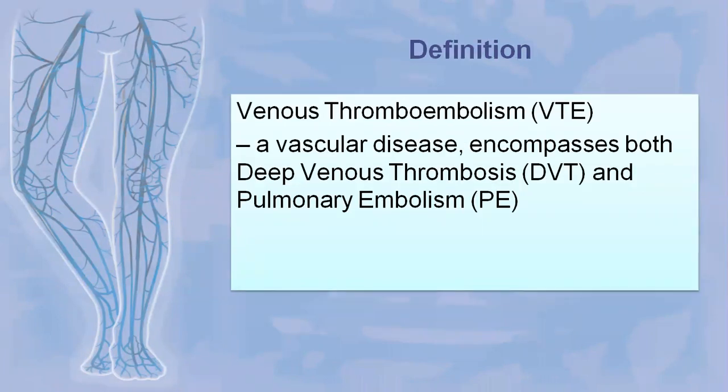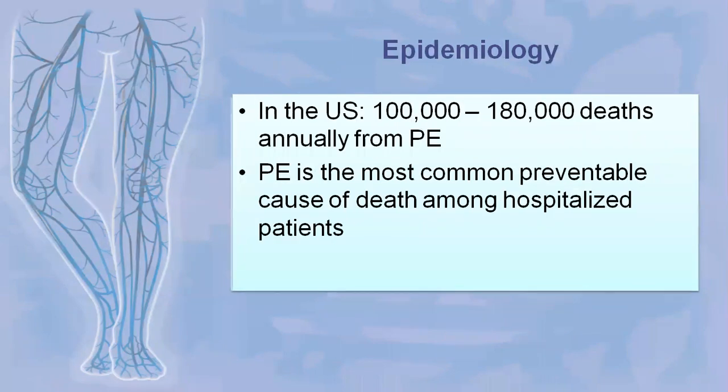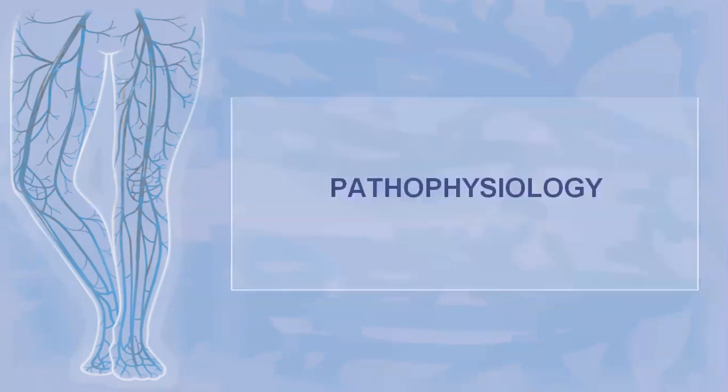Venous thromboembolism is defined as a vascular disease encompassing both deep vein thrombosis and pulmonary embolism. In the United States, approximately 100,000 to 180,000 deaths come from pulmonary embolism. It is the most common preventable cause of death among hospitalized patients.